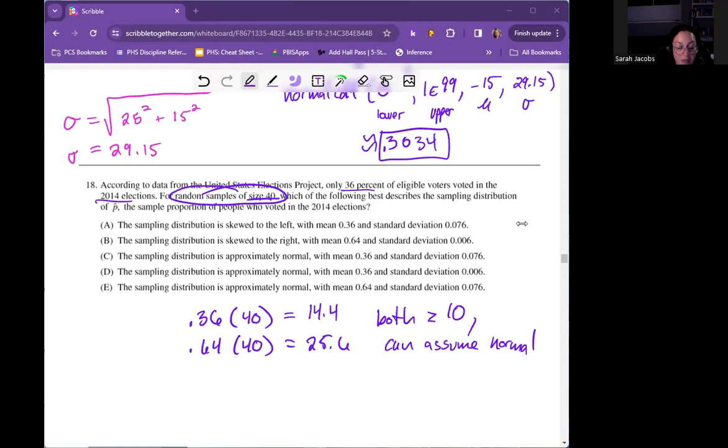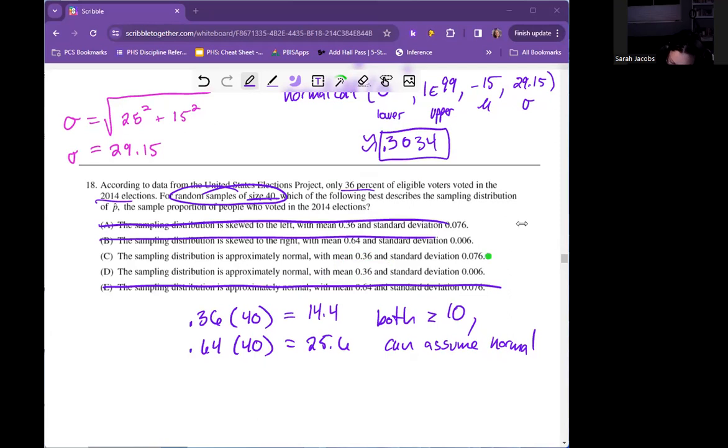Be super careful. I made the same mistake I saw a lot of folks making on their FRQs. Because it's a proportion, a percent, big enough means expecting at least 10 successes and 10 failures. If it were a mean, we could look at the sample size being greater than 30. Okay, so both are greater than 10. We can assume normal. These are out. The mean of the sampling distribution is going to be the same as the mean of the population. So we know our mean is going to stay at 0.36. So E is out.